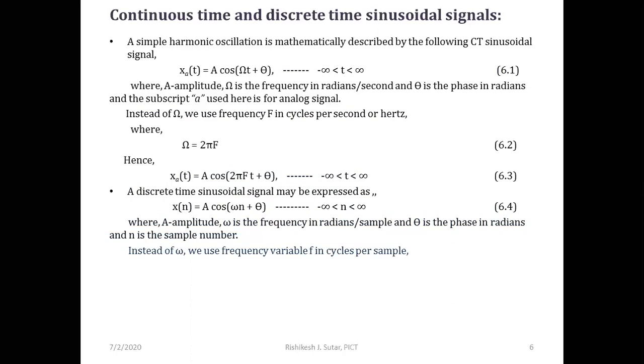Instead of omega, if I use the frequency variable small f, generally expressed as cycles per sample, the relation is omega equal to 2 pi f. If I use this relation in the expression 6.4, then the discrete time signal can be represented as x of n is equal to A cosine of 2 pi f n plus theta, where n runs from minus infinity to plus infinity. So this is the way we can represent the continuous time and discrete time sinusoidal signals.